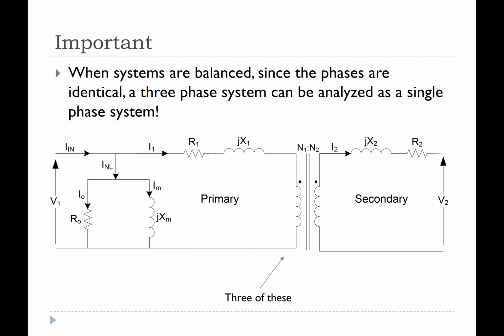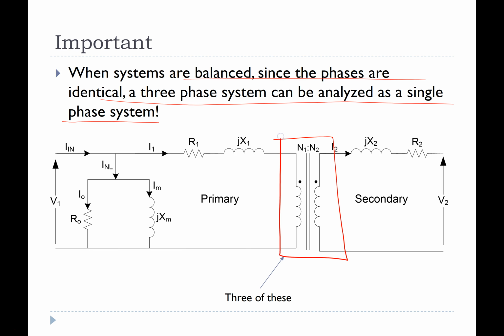So one of the things that is important to remember here is that when the systems are balanced, since the phases are identical, a three-phase system can be analyzed as three single-phase systems. So we only really need to look at one phase. So the same equivalent circuit we have seen before, our transformer is really just three of these connected in different ways. So we'll focus now, since we are not going to bother with the losses for this part.